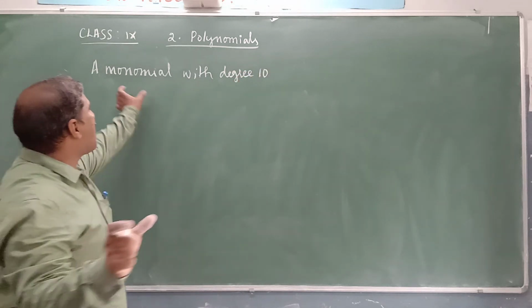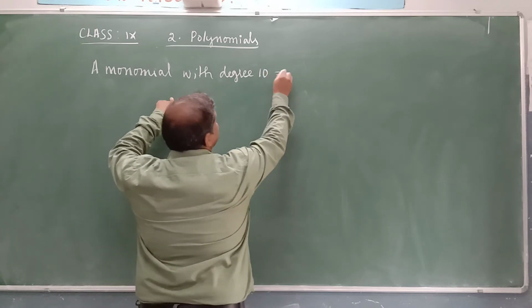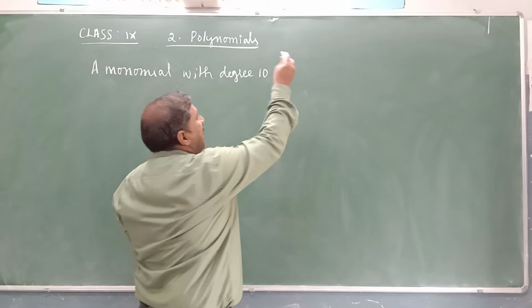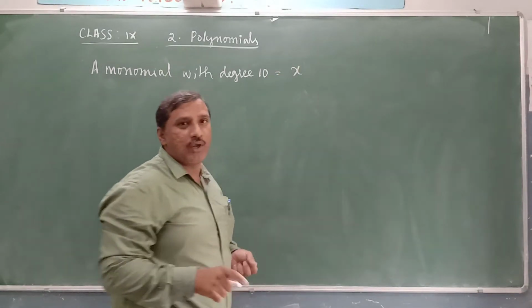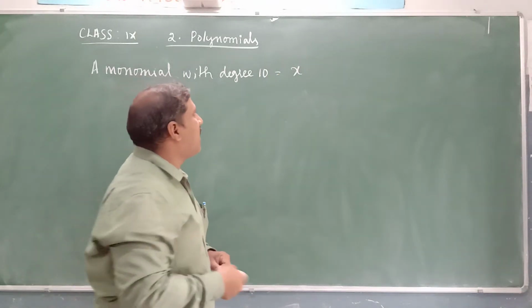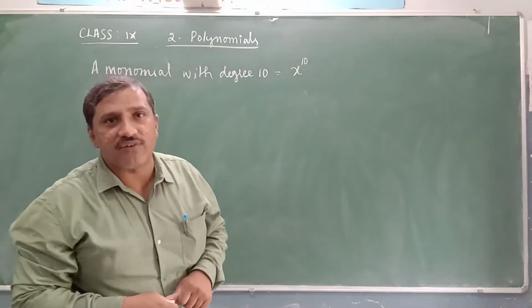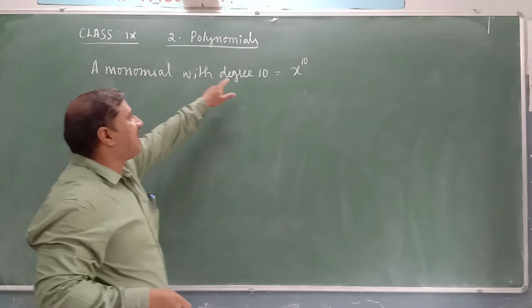Monomial means it should have only one term, and its degree should be 10. Degree means the highest power. Yes, x is a monomial. Do you agree? And degree 10 means x power 10. x to the power of 10 is a monomial with degree 10.